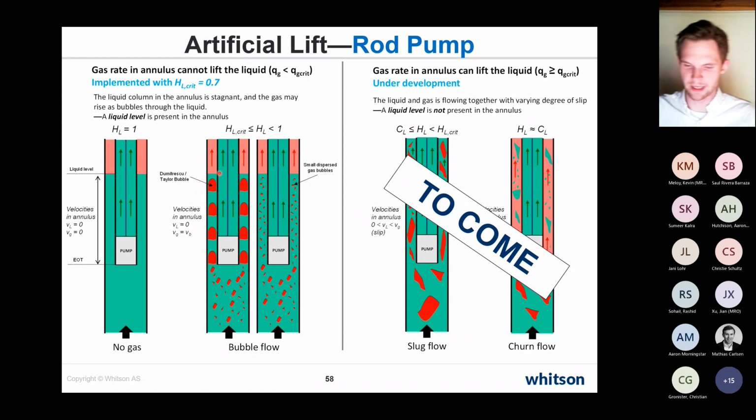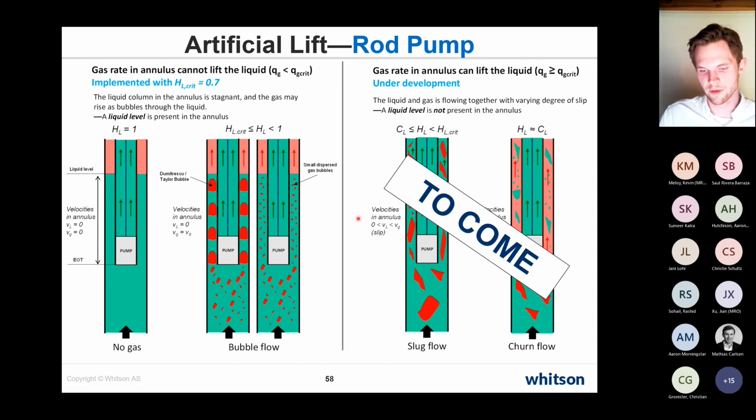But there's going to be a well-defined liquid level somewhere, and the gas is going to percolate through that, either as so-called Dumitrescu bubbles or as just small separate bubbles. And we have now put in a model to account for this kind of flow. Then you have the more rare scenario, in which there could be so much gas that the gas going up the annulus is able to lift the liquids with it.